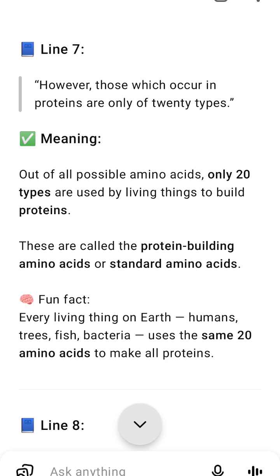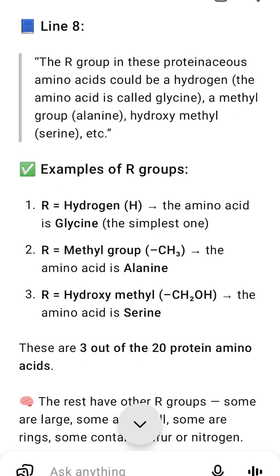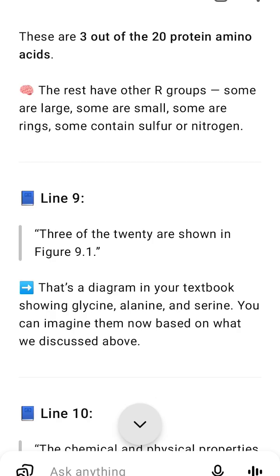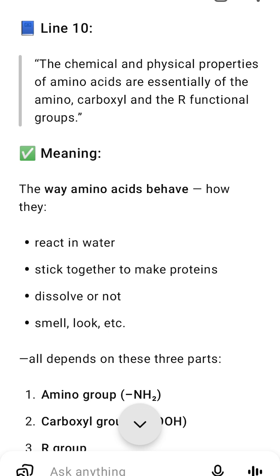Examples of amino acids and their R groups. Glycine, just a hydrogen, H. Alanine, a methyl group, CH3. Serine, a hydroxymethyl, CH2OH. Glutamic acid has an extra acid group. Lysine has an extra amino group. Tyrosine has an aromatic ring.